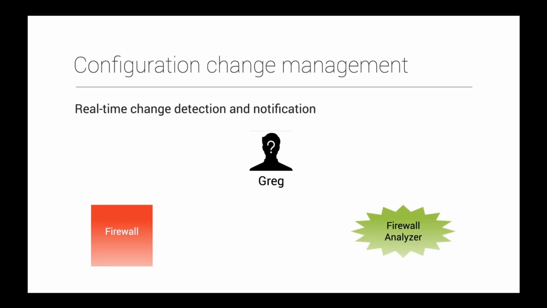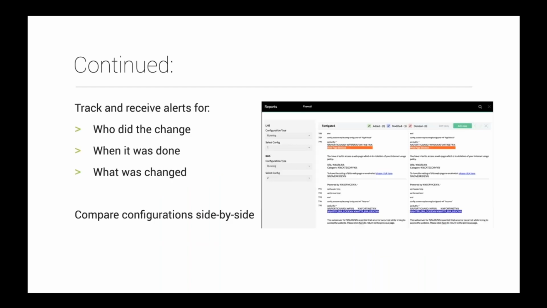As mentioned before, changes made to the firewall configuration had gone unnoticed. So if someone had made a change in the firewall, nobody knew who it was. But with Firewall Analyzer, say if Greg makes a change to the firewall, this is immediately recorded in Firewall Analyzer. Not only that, Firewall Analyzer also tracks when the change was made and what was changed. Let us look at how this report looks in the product UI.